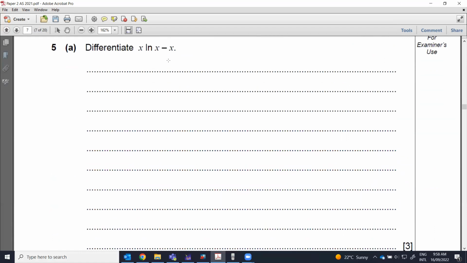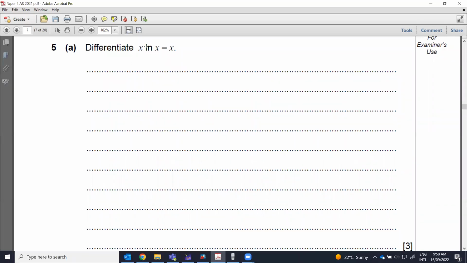To differentiate this one, we have to make use of the product rule. As we know, the product rule is if you have two functions of x multiplying and you want to differentiate, you will have to differentiate the first one multiplied by the second one exactly the way it is, and then the first one the way it is multiplied by the derivative of the second one.